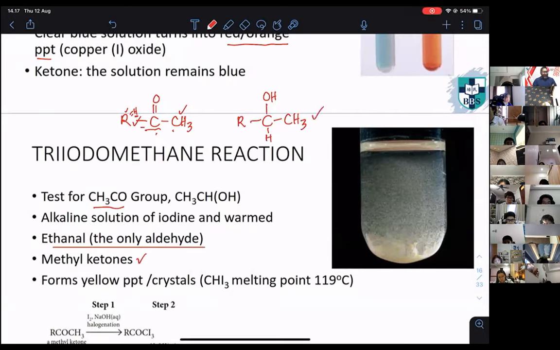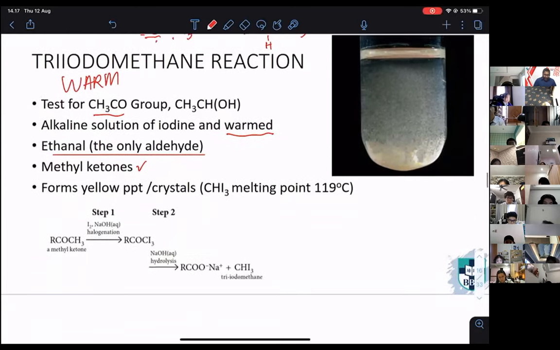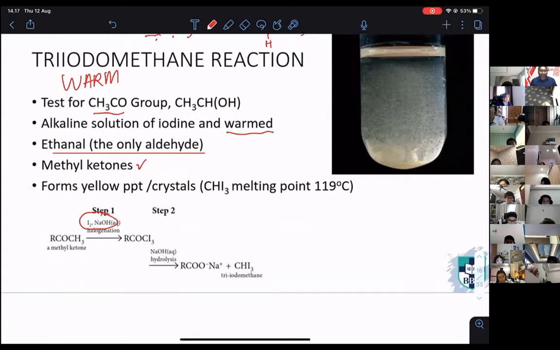So what do we have? Again, you need to warm them, so I'll just put warm. What do we have? It's an alkaline solution with iodine, which means it has NaOH and I2. And how do we see the result? The precipitate is going to be some kind of yellow crystalline precipitate. So you will get something like that.